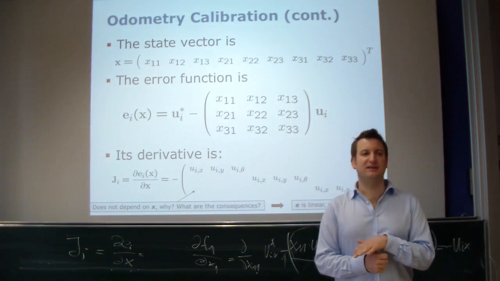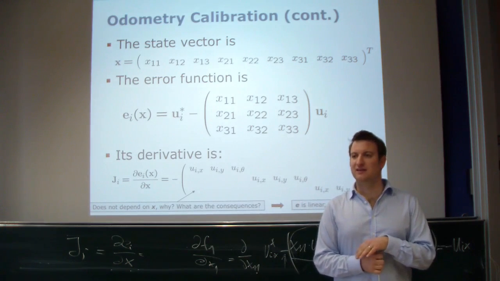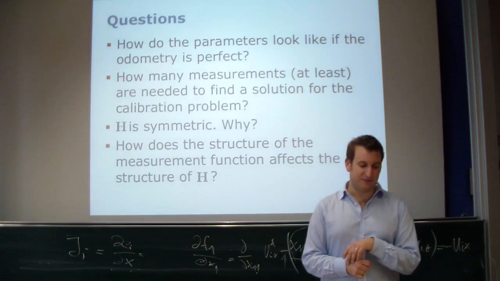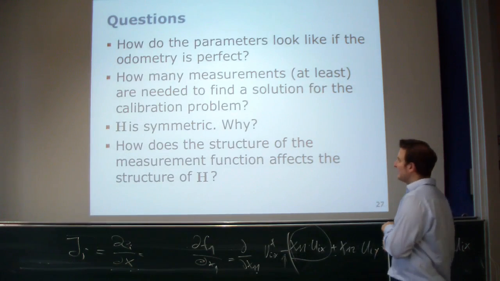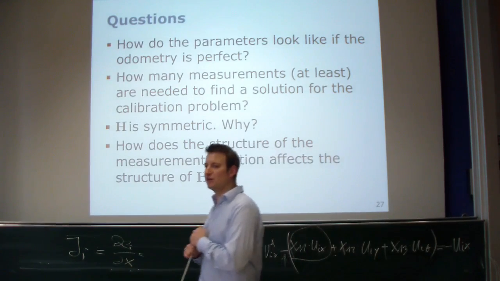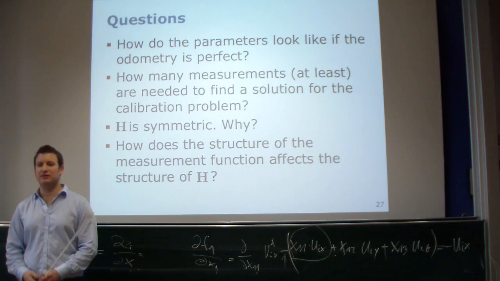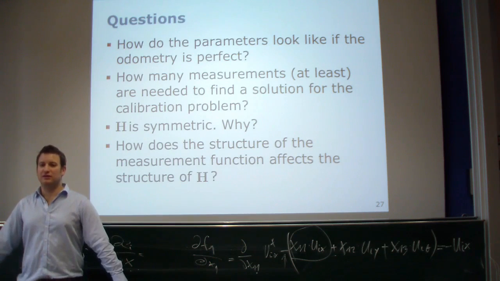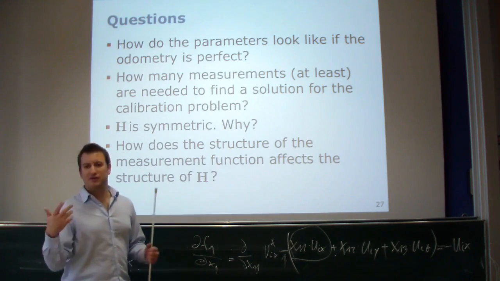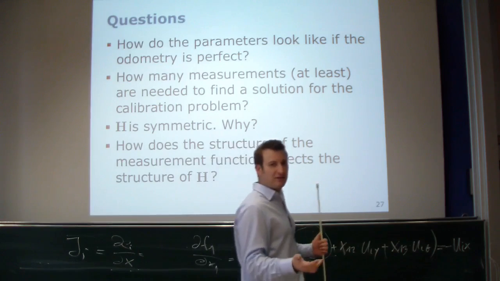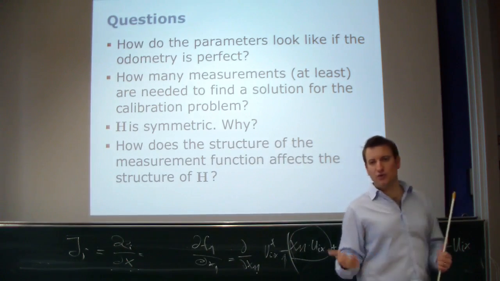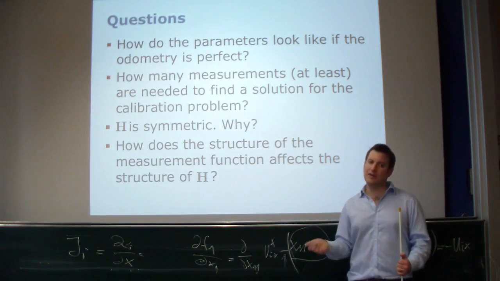Are there questions about that? Okay, and I have a few questions. How would the parameters look like if the odometry is already perfect? Exactly, the function f would be an identity matrix. So x11 is 1, x22 is 1, x33 is 1, and all other values are 0.